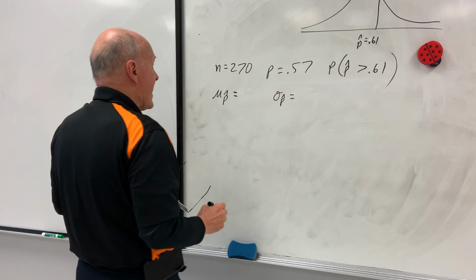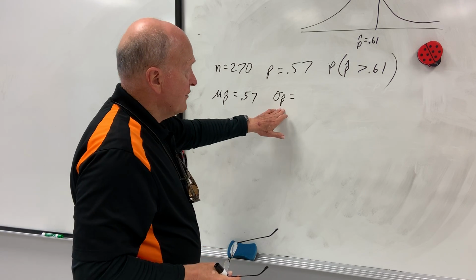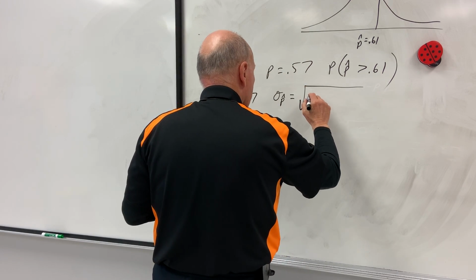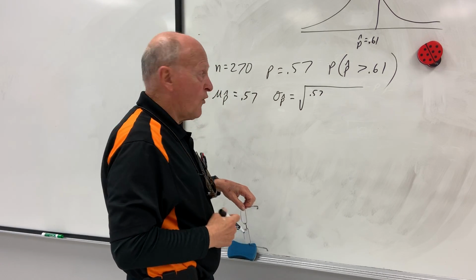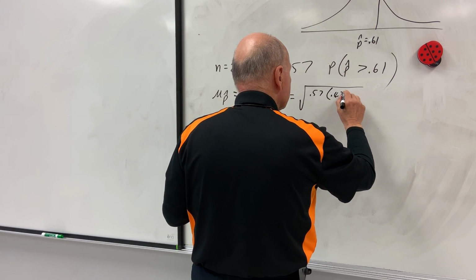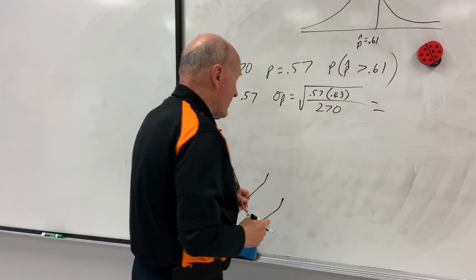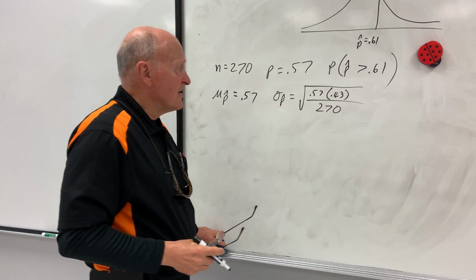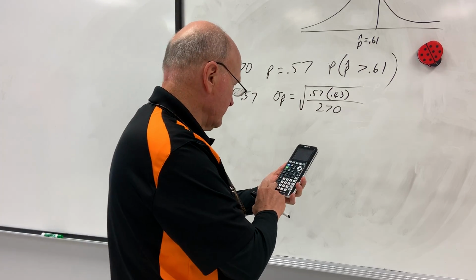So the mean of p hat is the same as p, so that's 0.57. The standard deviation of p hat is the square root of p, which is 0.57. You're going to have this memorized very shortly, but you can look at this on your formula sheet, times 1 minus 0.57, which would be 0.43, divided by n, which is 270. As I told you before, I can figure this and plug it in, but I don't have to. I can leave it like this and plug it into my calculator like that. So let's go to our calculator.